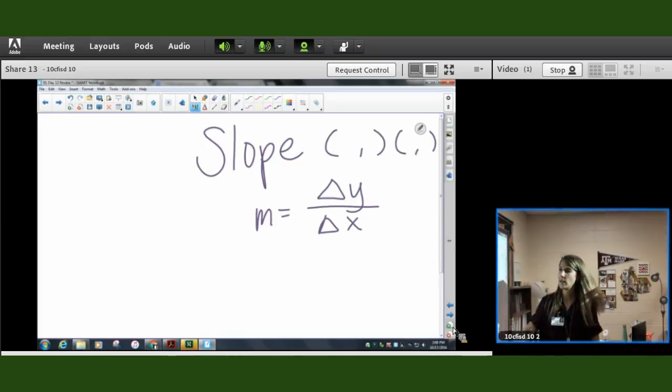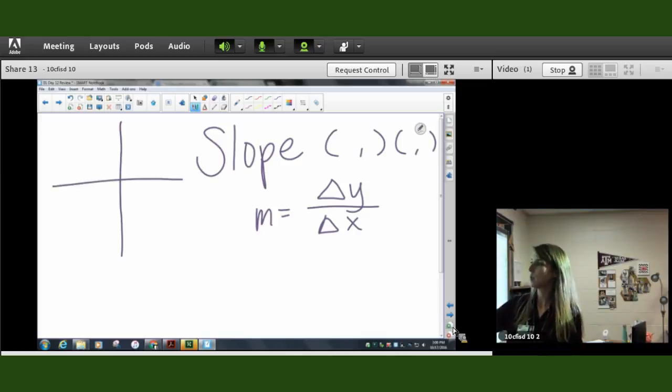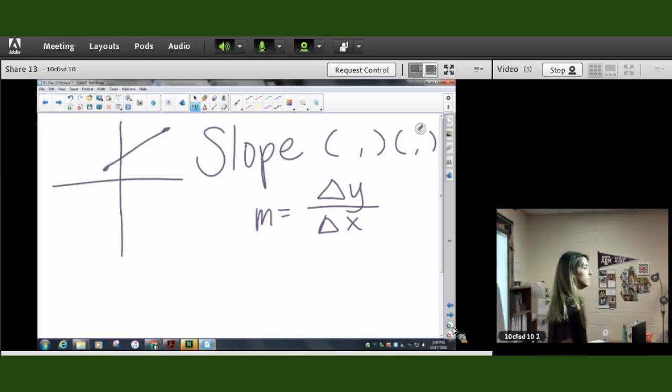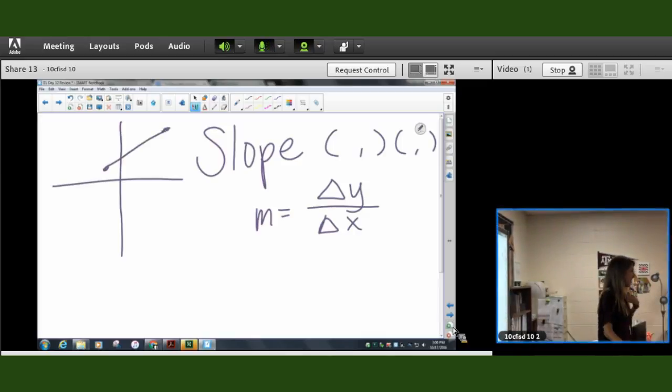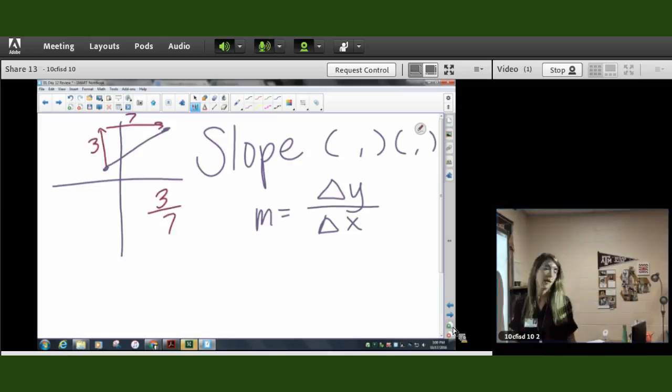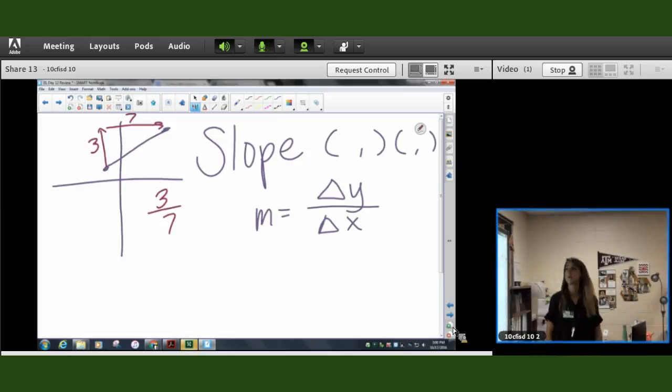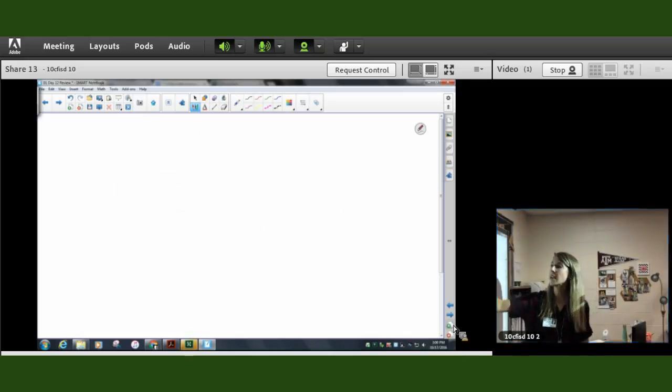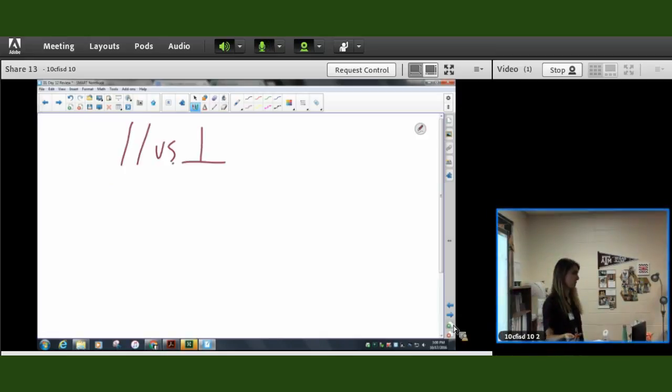But what if you are given the graph of your line? Rise over run. You just count, right? I'm losing my voice, sorry. You just count. How many do I rise and how many do I run? And that becomes a fraction. It becomes your slope. So this one would have a slope of 3/7 for my made up numbers that I just made. Okay, so we talked about slopes. The next day, because we had talked about slopes, then we talked about parallel versus perpendicular slope.